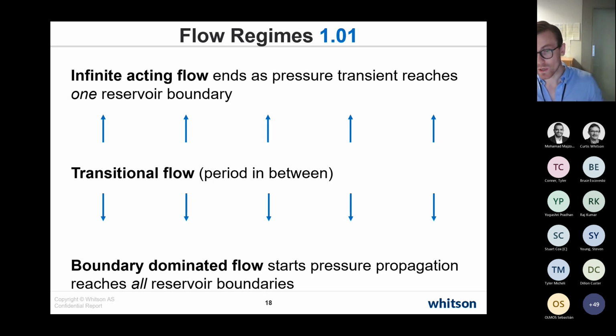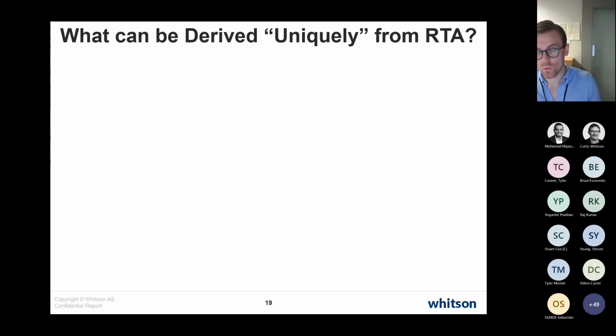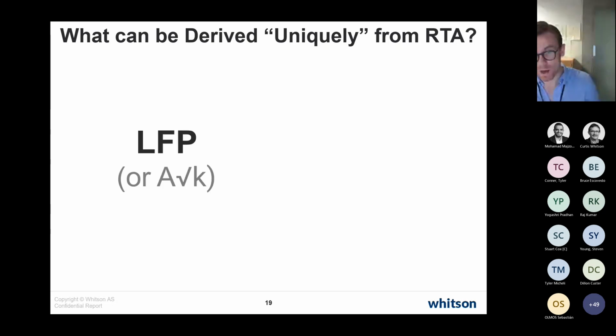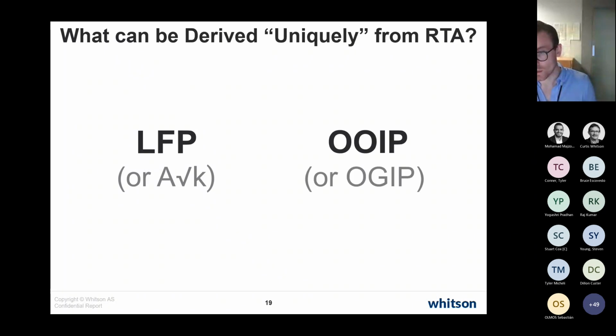The second thing is what we can derive from RTA. In general, for any given well, we don't know how many fractures are actually active, for instance. So we need to know which parameters we can uniquely derive if we only have PVT, pressures and rates. And that is the A√K parameter, the so-called linear flow parameter, or LFP, and it's the contacted oil or gas in place, or the contacted pore volume after completion.